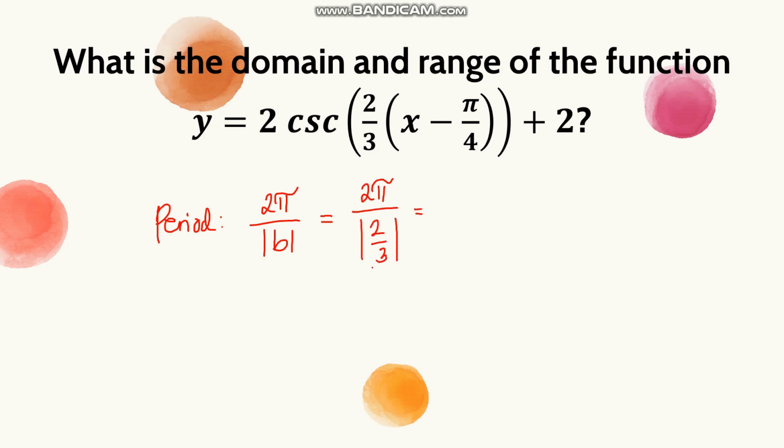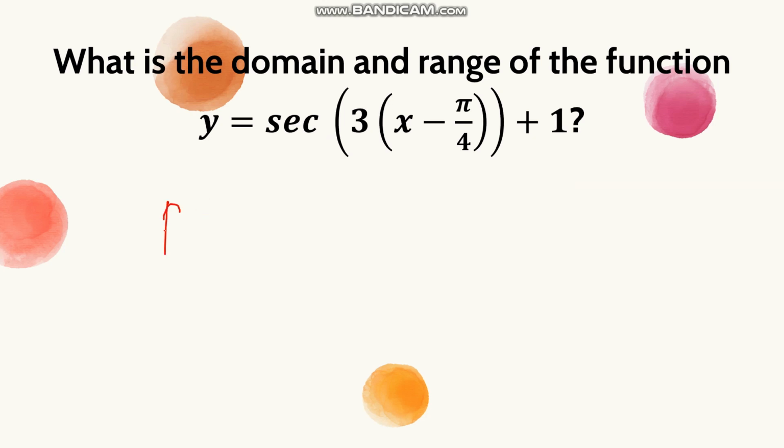And since it's a fraction in the denominator, we have to get its reciprocal and multiply it to the numerator. So you can cancel this. So we have 3 pi as the period of this given function. Same as with this one. So for the period, it's 2 pi over absolute value of b.